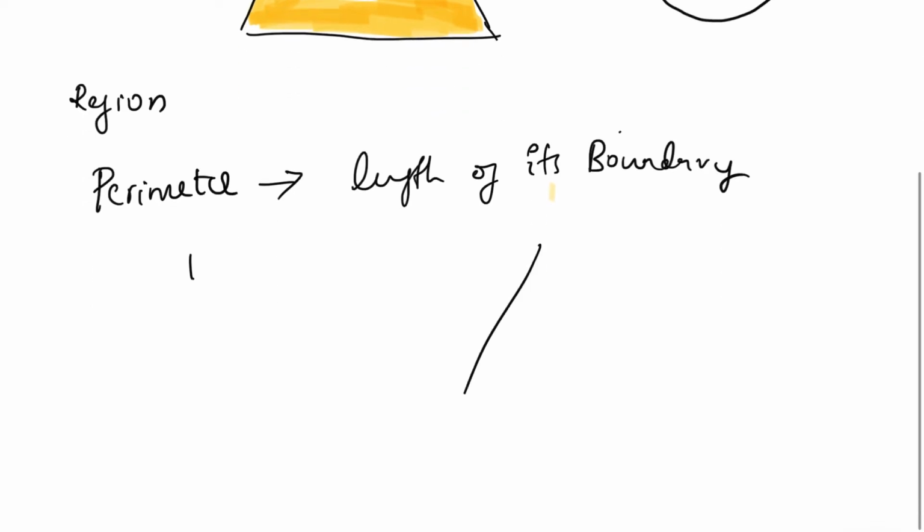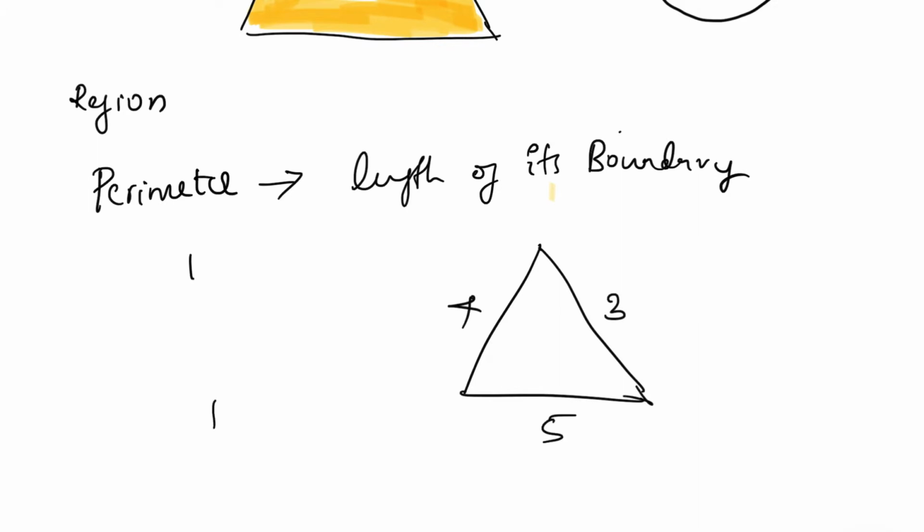Now, for example, if I draw a triangle with the sides given like this, what will be the perimeter? I need to add up all the sides. For this question, 3 plus 4 plus 5 will give me the perimeter. 3 plus 4 plus 5 is equal to 12, which will be my answer for that.